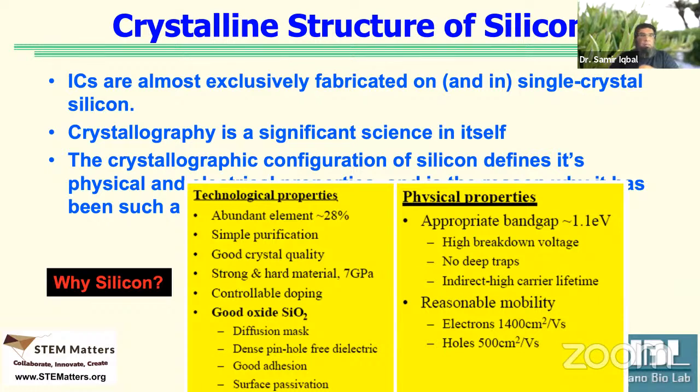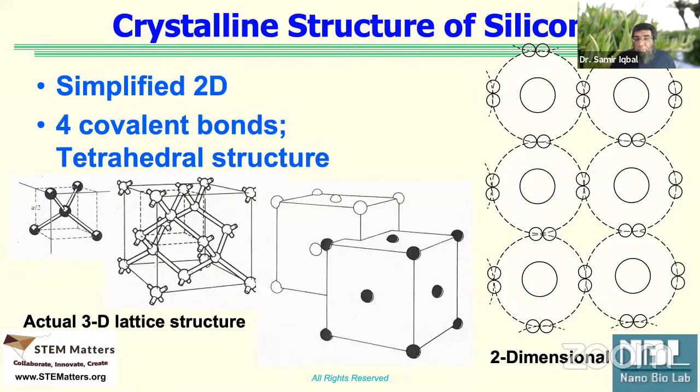GPa is gigapascal. Pascal is a unit of force, how much it can withstand. Now, when we say crystalline material, a crystalline material is something that has precise arrangement of atoms. And this is how it looks like in 3D.